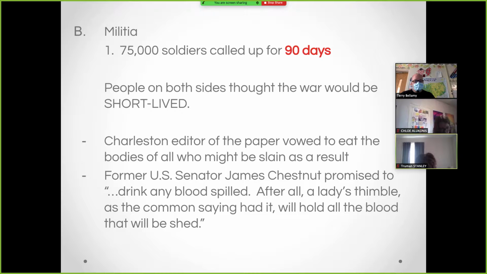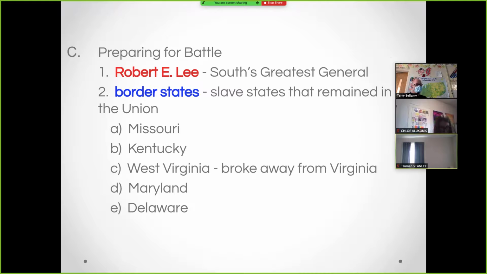U.S. Senator Chestnut, I'll drink all the blood. He's not a vampire, at least I don't think. If James Chestnut was a vampire and wanted to drink a lot of blood, then Abraham Lincoln would have killed him, because Abraham Lincoln was a vampire hunter. Just kidding. Somebody needs to read that book so they'll know what the heck I'm talking about.